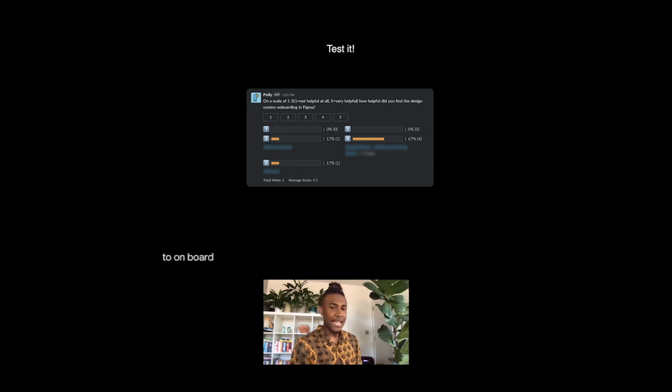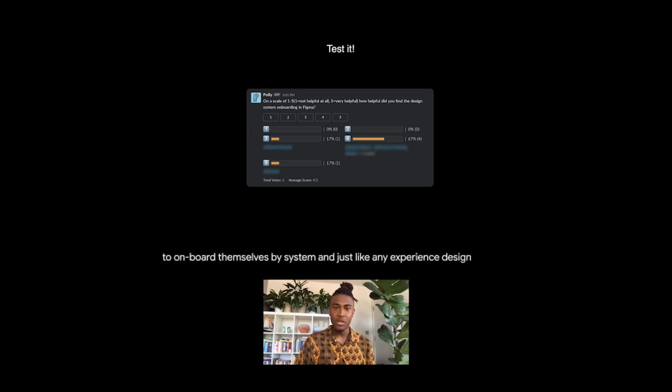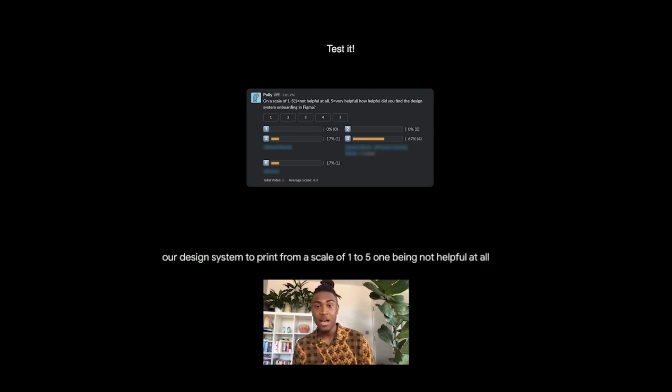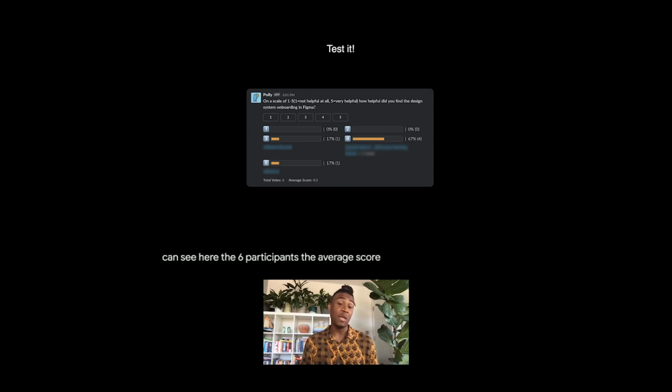And just like any experience designed for an end user, we decided to test it. So we asked the designers who'd gone through the onboarding, designers who joined our organization recently, and designers who might have not been too familiar with our design system blueprint. From a scale of 1 to 5, 1 being not helpful at all, and 5 being very helpful, how helpful did you find the onboarding in Figma? And you can see here that out of 6 participants, the average score was 4. So the majority found the onboarding helpful.